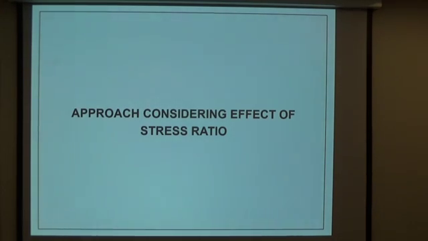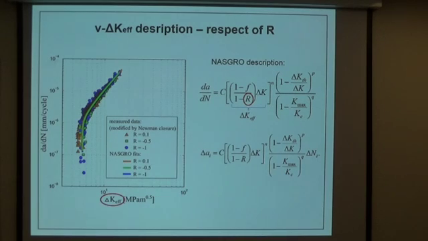And I show you 2 approaches. The first approach is when we consider the effect of the stress ratio. This effect could be described by the original NASGRO description, where the stress ratio is included in the denominator in this part of the equation. And if we take into account this whole part, then we have the so-called effective stress intensity factor range.